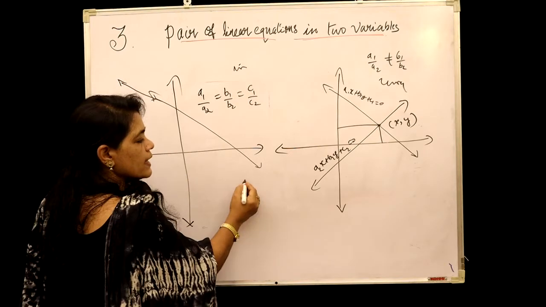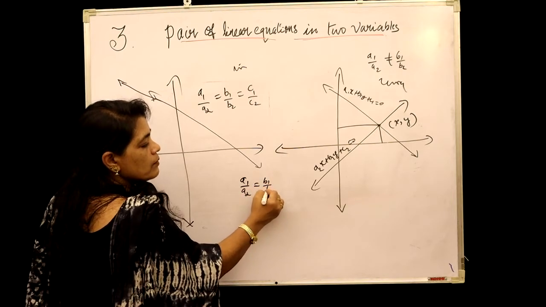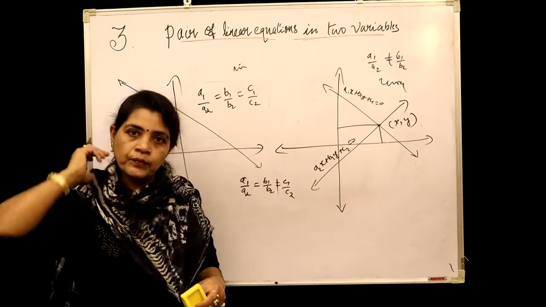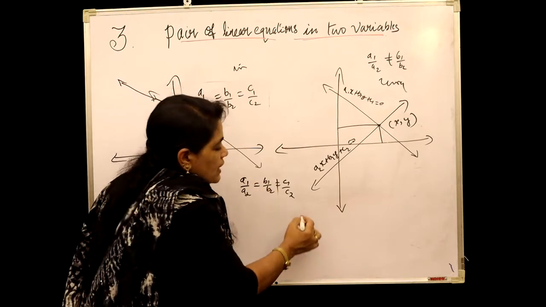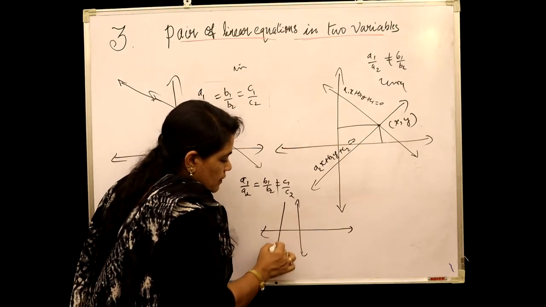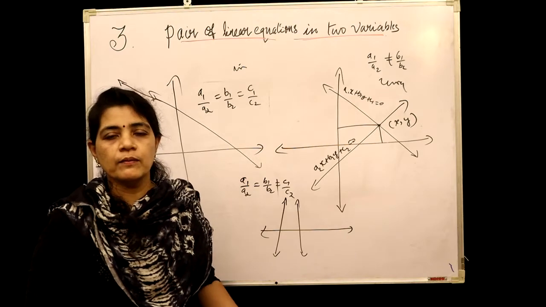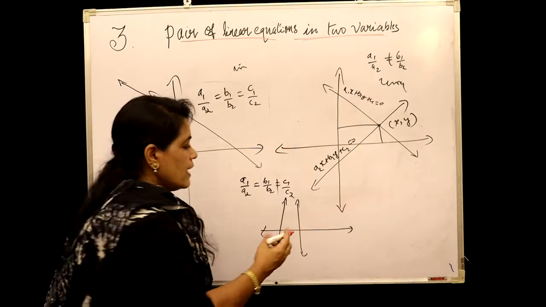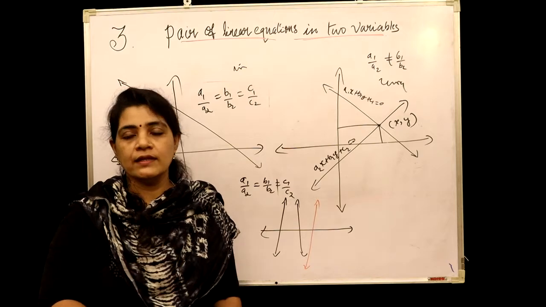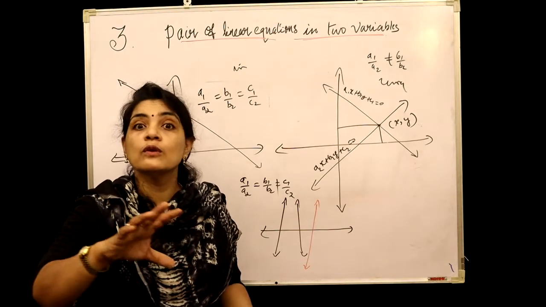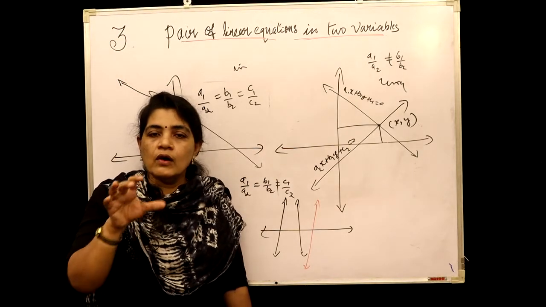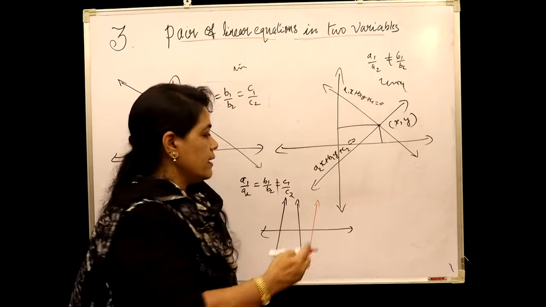And the third case, what is the third case? a1 by a2 equal to b1 by b2 is not equal to c1 by c2. Okay, and in that case, after plotting the graph, this is the graph of the first one. Okay, first line a1x plus b1y plus c1 equal to 0, and the second line, see this, okay, both are parallel to each other, these two lines. That means no solution or inconsistent system. Okay, that means it has no solution, or the graph will be a parallel line.